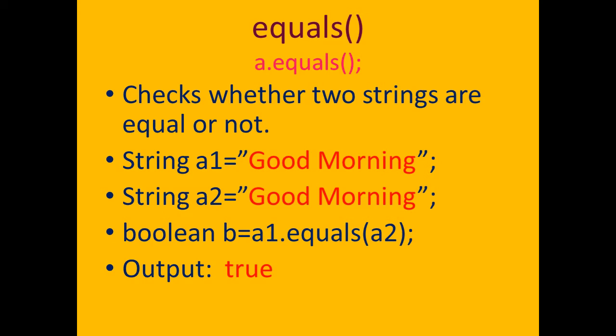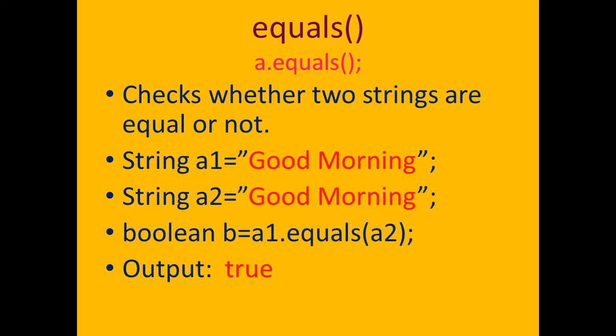That means if the cases are same, the order is same, everything is same, then we will get a boolean value as the result. If both are not same, you will get the value false. That means the data type must be boolean. Okay, let's consider an example.